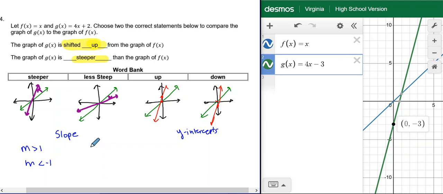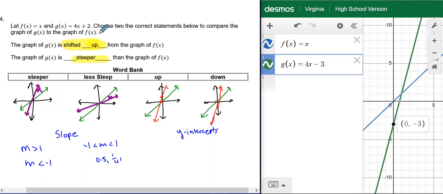For numbers that are less steep, m has to be between -1 and 1. So it would be any number that's like a 0 point something, so like 0.5 or like 1/4. If the numerator is smaller than the denominator, it's going to be less steep. Okay. If you're not able to remember those specific rules for it, you can always just graph it and check. As long as you know what the graph steeper and less steep look like, then you should be good.